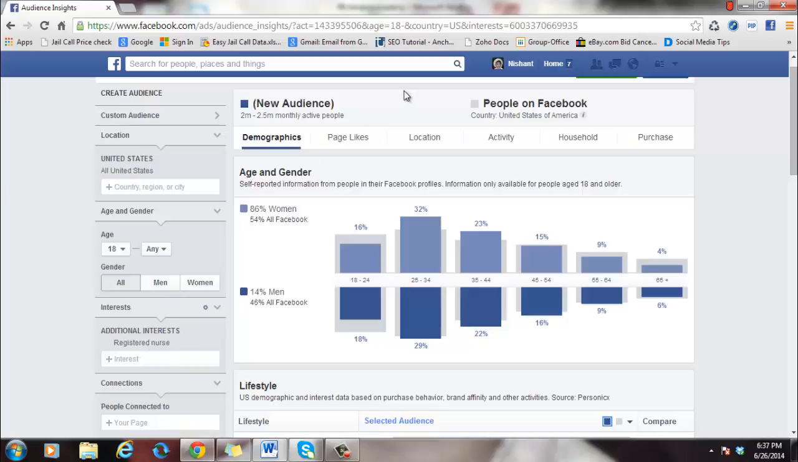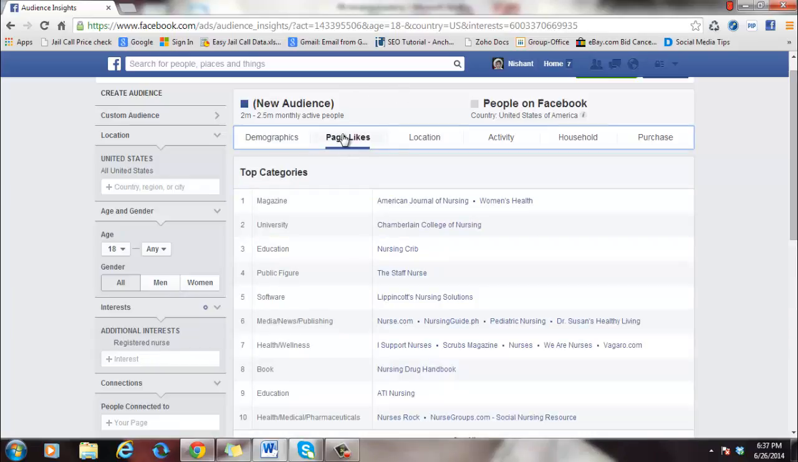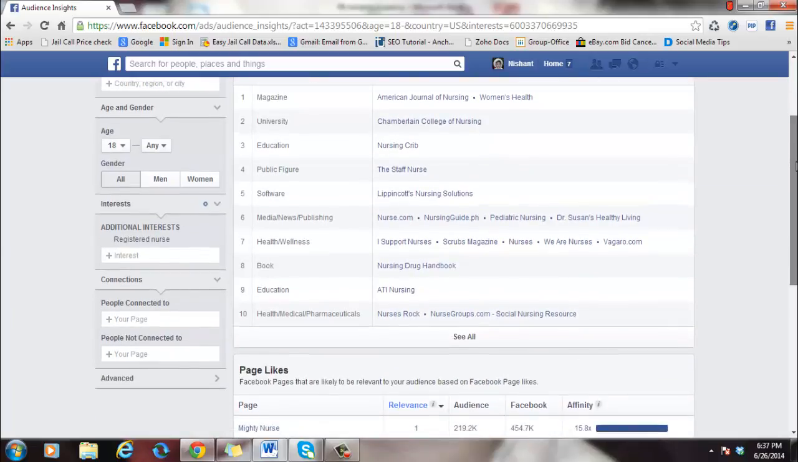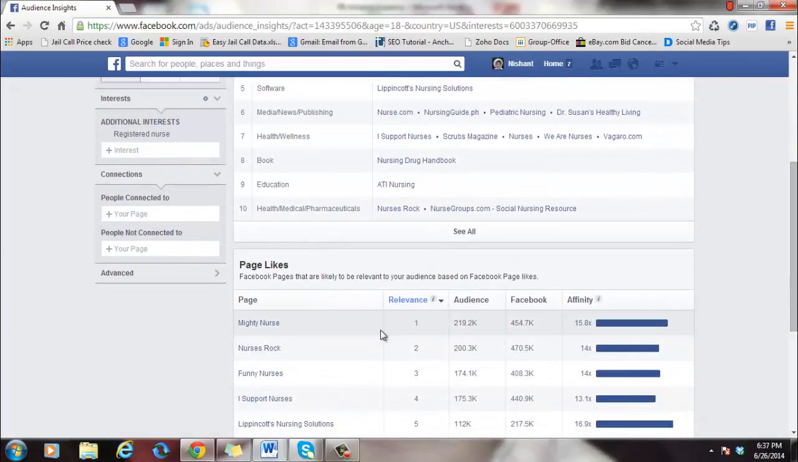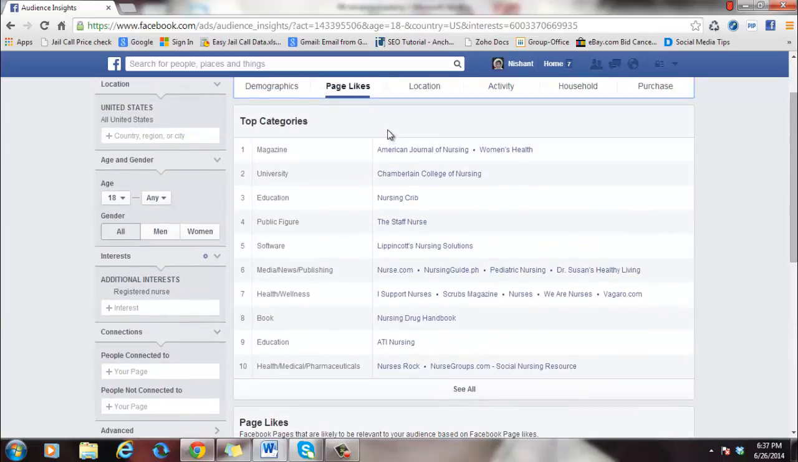If you move to this particular tab where it says page likes, you are going to see some really cool information. So you're going to see some pages on Facebook that these people like and are most likely to like. So you can actually go to those pages, get some really cool information from those pages as well. And you can also see the top pages in different categories.